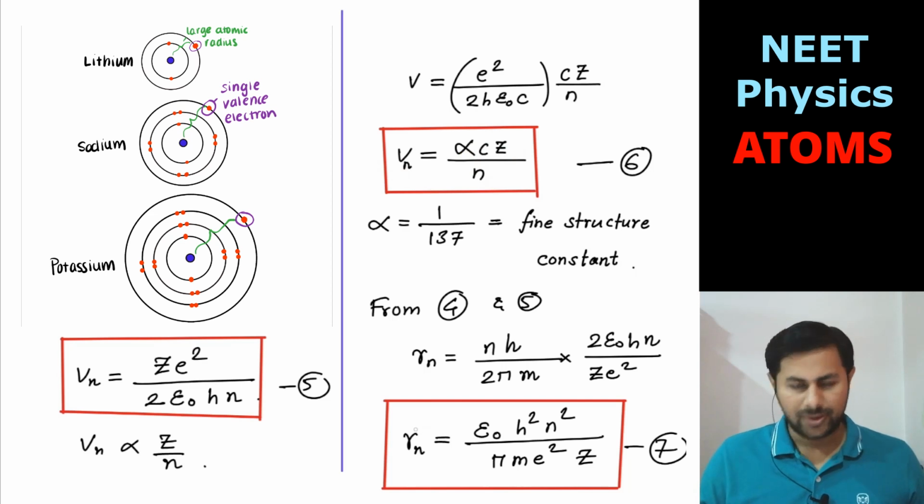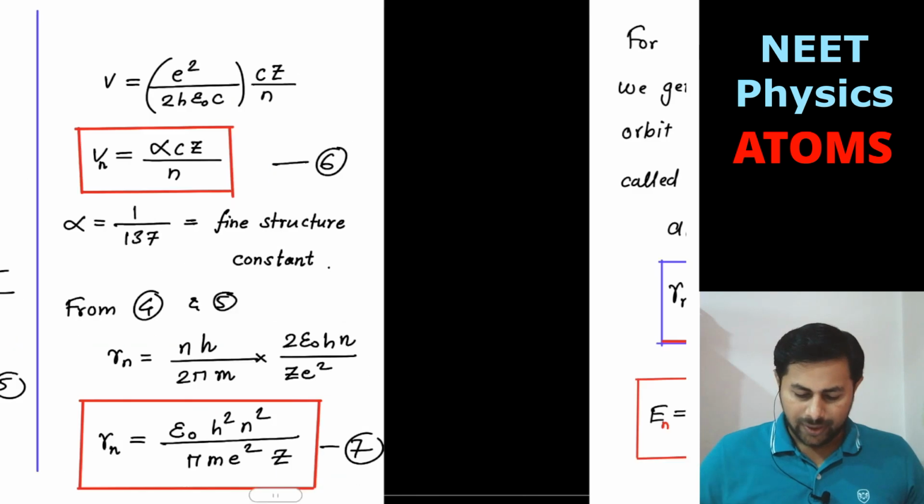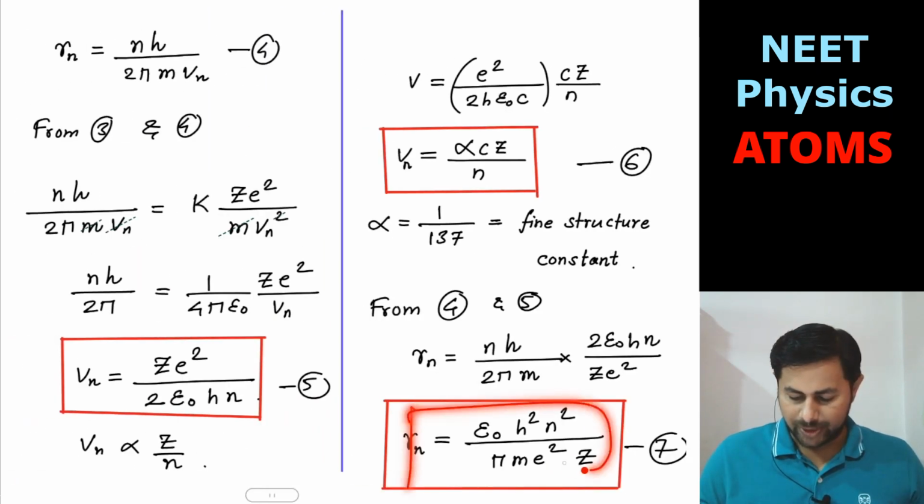Then we also saw the radius of electron in the nth Bohr orbit of an alkali atom, which is equal to epsilon naught h square n square divided by pi m e square times z. Epsilon naught h square n square divided by pi m e square times z, right? You need to remember this formula too.